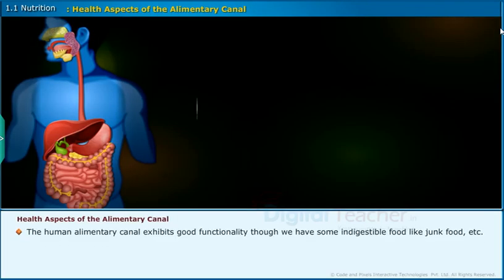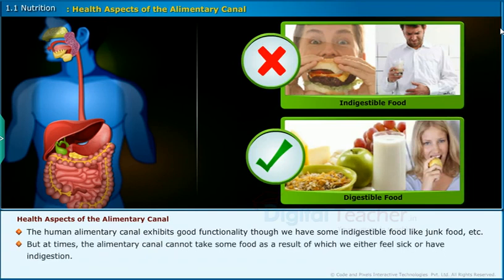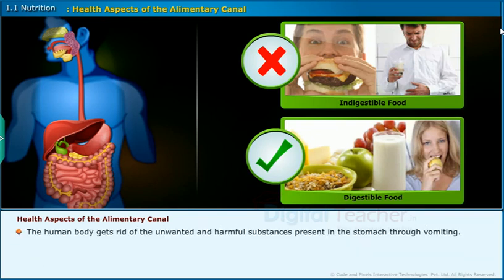The human alimentary canal exhibits good functionality, though we have some indigestible food like junk food, etc. But at times, the alimentary canal cannot take some food, as a result of which we either feel sick or have indigestion. The human body gets rid of the unwanted and harmful substances present in the stomach through vomiting.